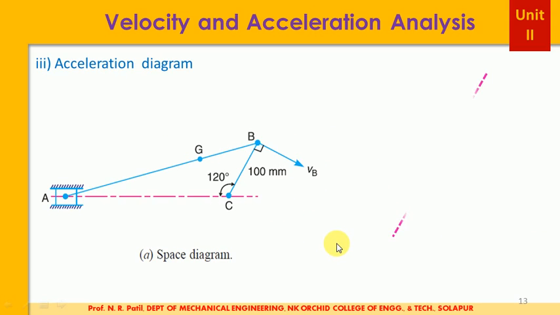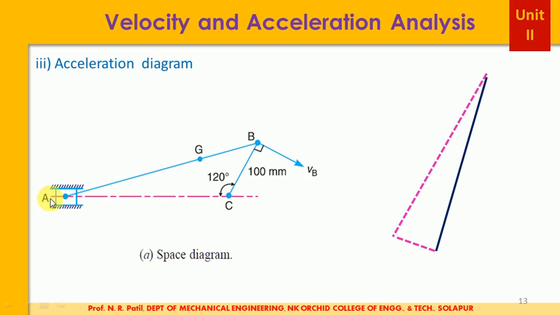So let us draw. This is point C, this is B1. Remember, this is B1 because it has got a tangential component also. So this is point C, this is point B1, and this line indicates the centripetal component of acceleration. Now draw the tangential component. You know the magnitude, you know the direction. So this is the tangential component of acceleration. When you join these 2 points, you will get the acceleration of B with respect to C.